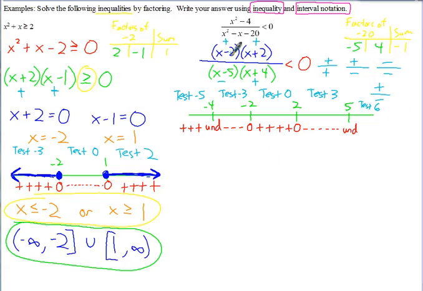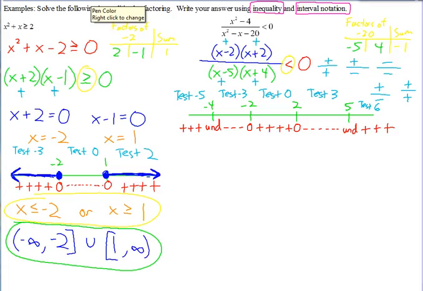6 minus 2 is positive, 6 plus 2 is positive, positive times a positive is positive, so we get positive on the numerator. 6 minus 5 positive, 6 plus 4 positive, positive times a positive is positive. Then a positive divided by a positive number is positive. So to see where our answers are, we're looking for, look back here, where this expression is less than 0 or negative. So let's again write our answer in inequality and interval notation.